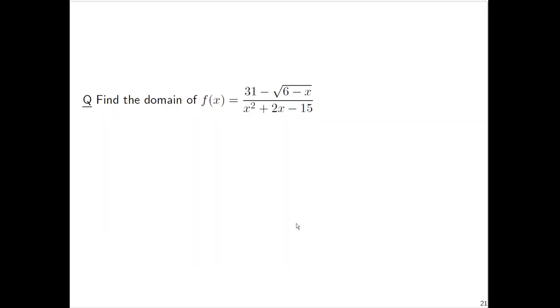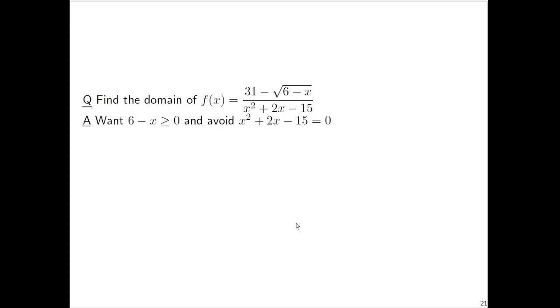Okay, let's do another one. Let's find the domain of f of x equals 3 over 1 minus root 6 minus x over x squared plus 2x minus 15. Here, let's just inventory the things that we want and need to avoid. So we want the contents inside the radical to be greater than or equal to 0. So we want 6 minus x greater than or equal to 0. And we need to avoid the denominator being 0. So we avoid x squared plus 2x minus 15 equals 0.